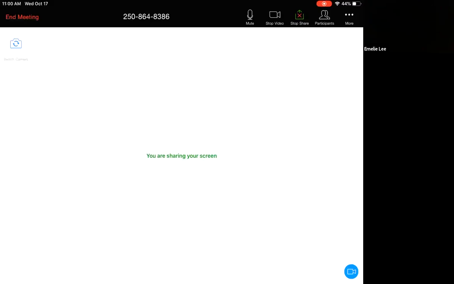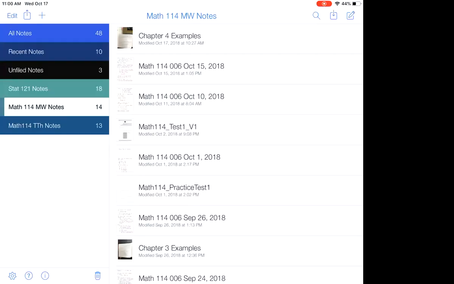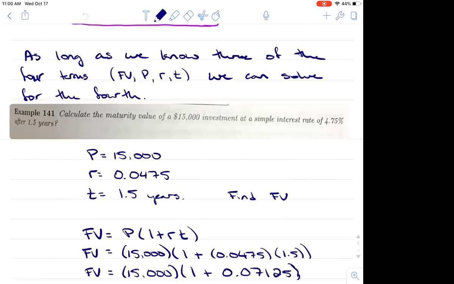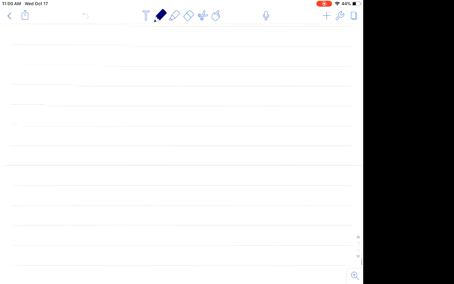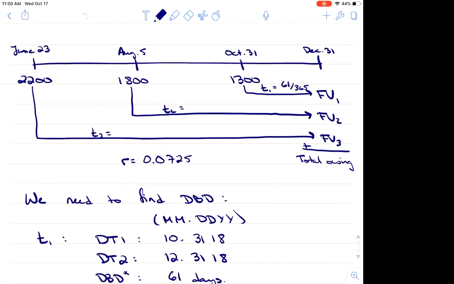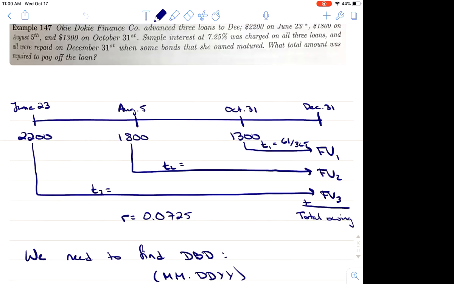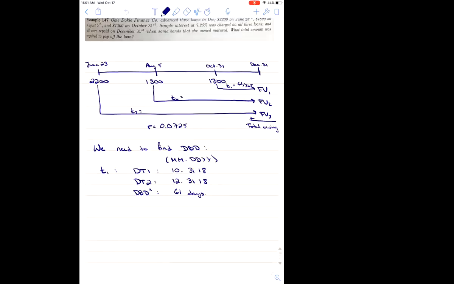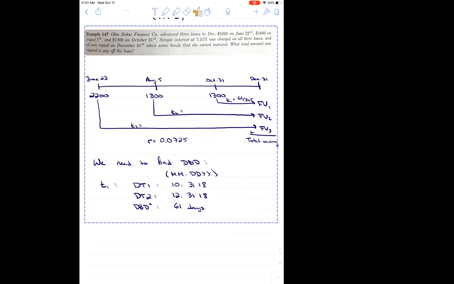So let's start, and we'll bring up the last one we were working on last day. We said, okay, we have example 147. I'll just copy it all from here. You have it in your notes, presumably. So, no biggie.